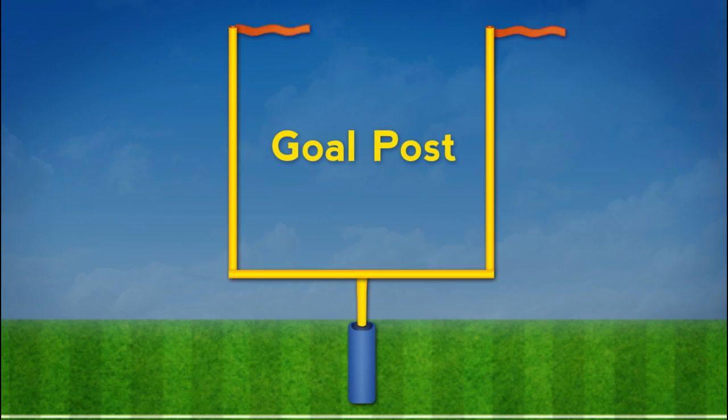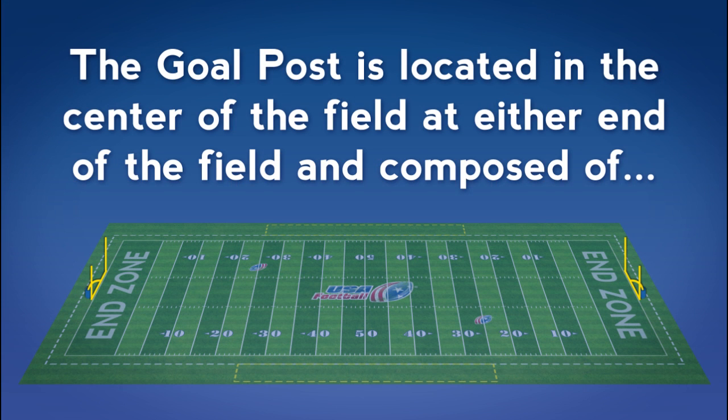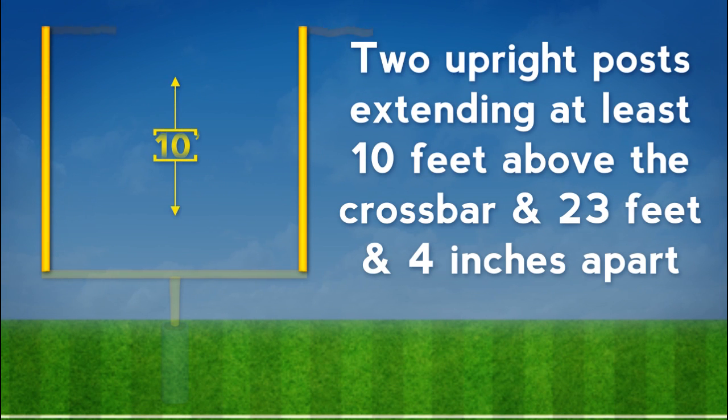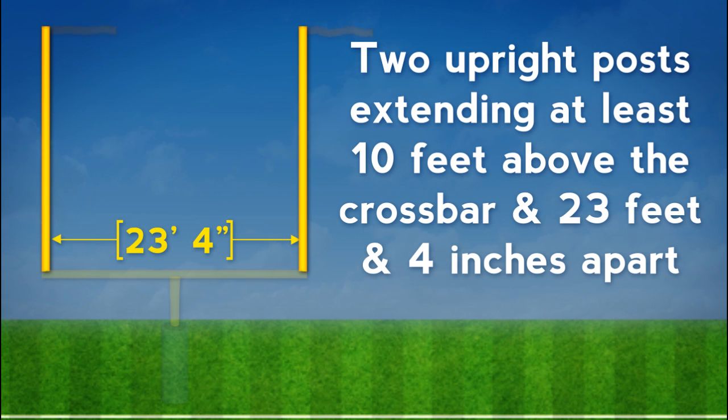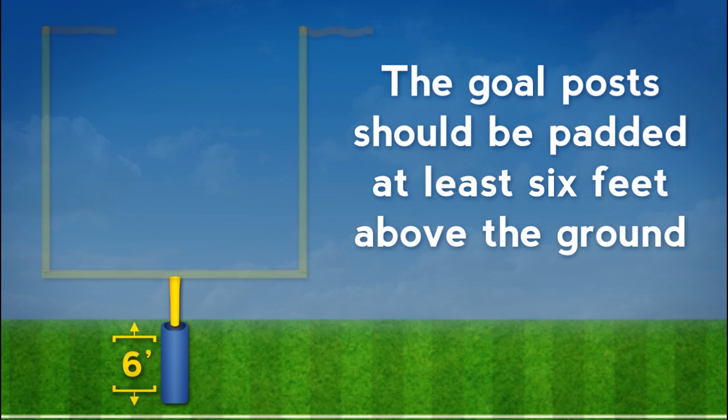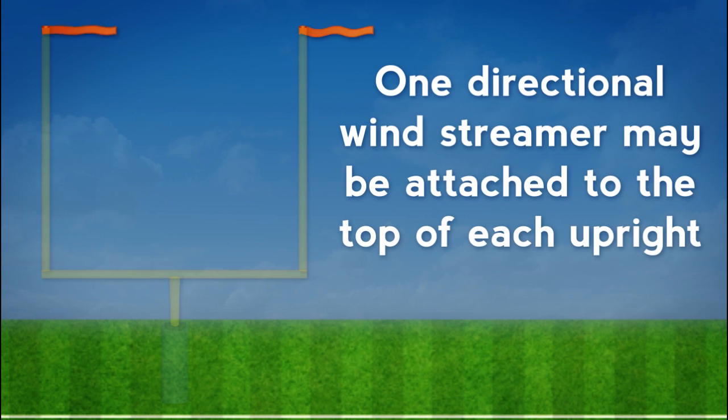Goalpost. The goalpost is located in the center of the field at either end of the field and is composed of 2 upright posts extending 10 feet above the crossbar and 23 feet 4 inches apart. A crossbar 10 feet above the ground, 23 feet and 4 inches in length, with the front edge even with the inside edge of the end line. The goalpost should be padded at least 6 feet above the ground. 1 directional wind streamer may be attached to the top of each upright.